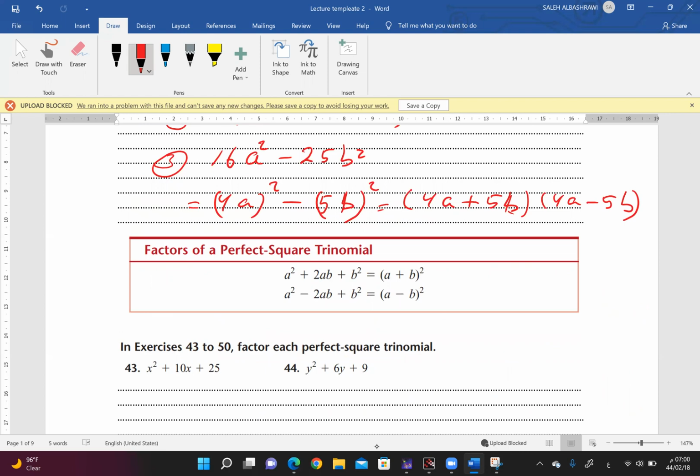The second one, if we have a perfect square trinomial, which is of this form, a square plus 2ab plus b square, we call this a perfect square. That can be written as a plus b all to power 2. Or a square minus 2ab plus b square is equal to a minus b all to power 2. So the left-hand side we call it a perfect square trinomial. That can be written as a plus b to power 2 or a minus b to power 2, depending on the sign of the middle term. If it is plus, I will have plus. If it is minus, I will have a minus b.